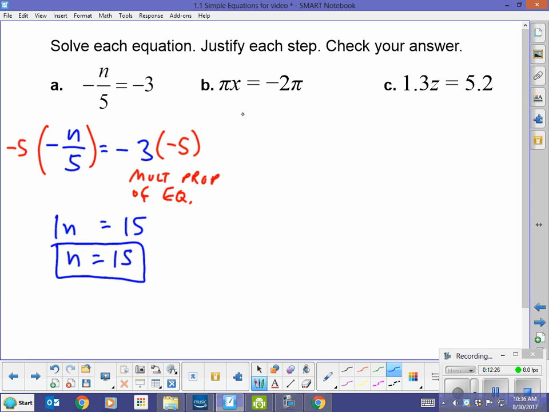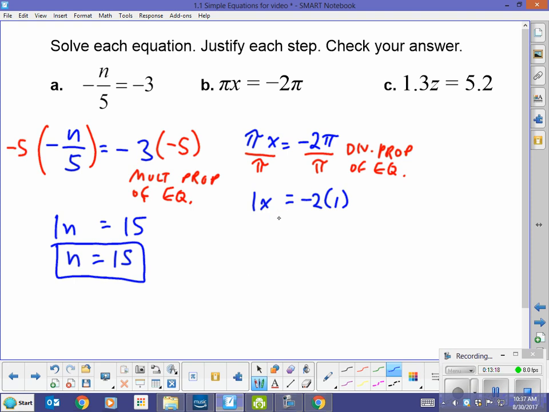Okay, so in this case for b, what do I have? I've got pi times x equals negative 2 times pi. I want to isolate the x. So I have to divide both sides by pi. Whatever I do to one side, I do to the other. This is the division property of equality. Okay, so pi divided by pi is 1, so 1 times x equals, again, pi divided by pi is also 1, so negative 2 times 1 in this case, so x equals negative 2.